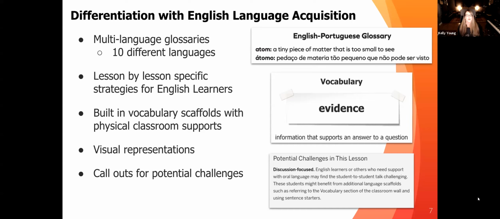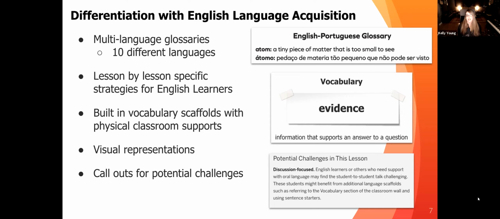Every single unit comes equipped with these multi-language glossaries, and there's 10 different languages: Arabic, Urdu, Vietnamese, super accessible with both the English and the language there in order to allow the content to be accessible. Because it's not just a matter of having the English language be there, you also want to make sure that these students are accessing that curriculum and they're learning the material as well in the language that is comfortable to them. Each lesson as well has specific strategies that are called out for that particular lesson.